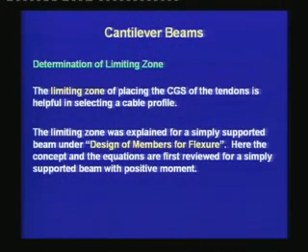To have a proper cable profile, first the limiting zone is determined, and here we shall recollect the concept of limiting zone. The limiting zone was explained for a simply supported beam under design of members for flexure. Here the concept and the equations are first reviewed for a simply supported beam with positive moment. That means we shall first check how we developed the equations for a simply supported beam. The same equations can be used for a cantilever beam, provided we are particular about the sign of the moment, and then we can determine the limiting zone of placing the CGS of the tendons in the cantilever beam.